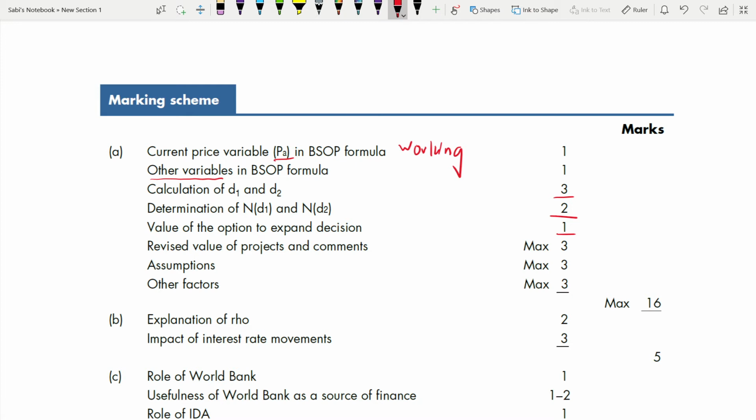So coming to the rest, the three parts, you see it is more marks than the calculation itself. Revised value of project and comment. What was the revised value of project? Revised value of project means you deduct your net present value and find that value and you comment on that. 3 marks. Assumptions, 3 marks. Factors, 3 marks. We discussed 4 factors here. And assumptions also maybe more than 3. So you have to know the assumptions. You have to know the other factors. It has maximum marks.